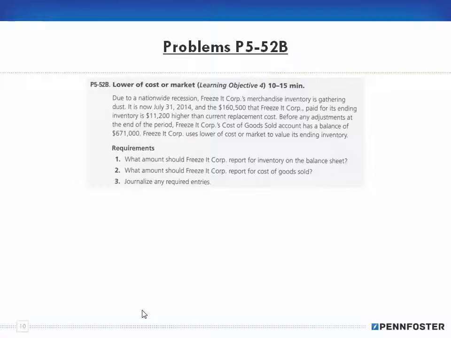Let's see here. 52. Okay, so this problem is basically the same thing. We're looking at lower of cost or market, but notice that the information is being presented differently.